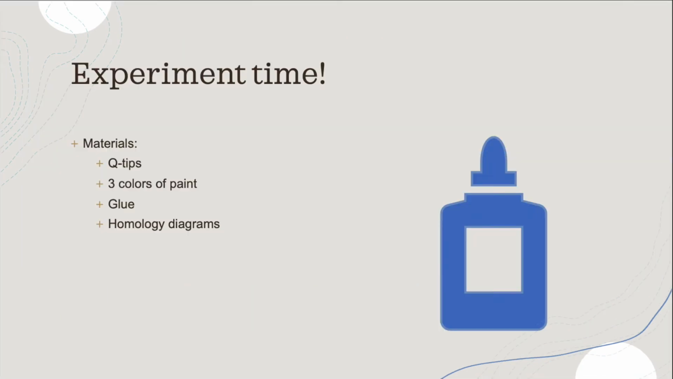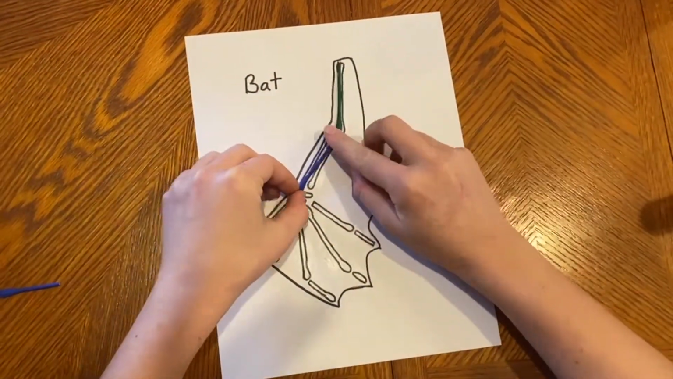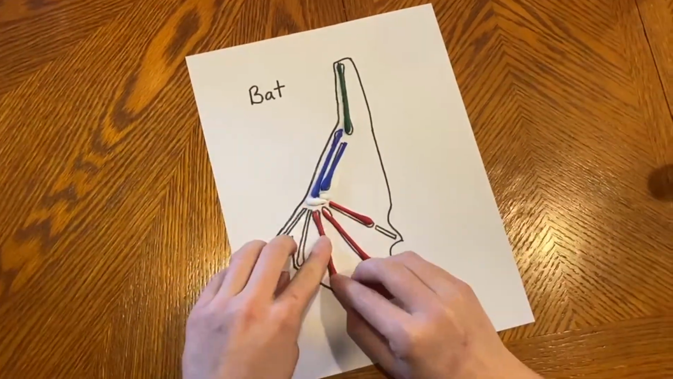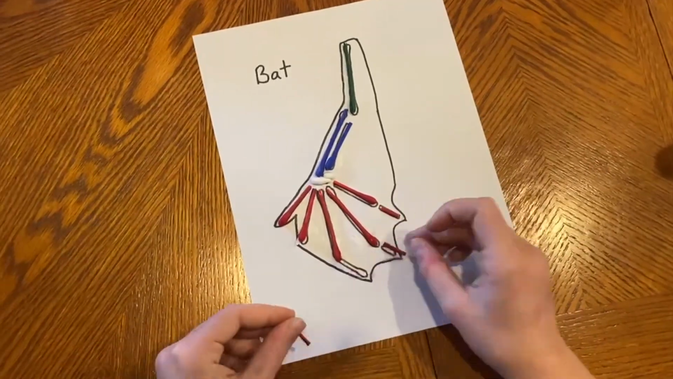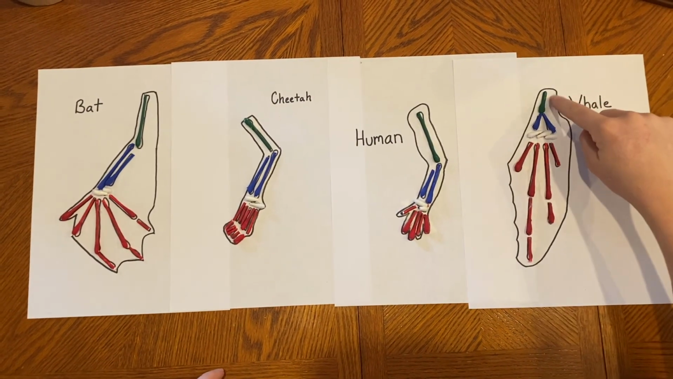Now we're going to do a little experiment. For this experiment, you're going to need Q-tips, 3 colors of paint, glue, and the homology diagrams. I already pre-painted and cut my Q-tips, so I'm going to begin by covering the diagram with a glue stick. Then I'm going to attach my Q-tips, changing colors as I move down the bat wing to different bone groups. Now we're going to compare all 4 of our bone structures.